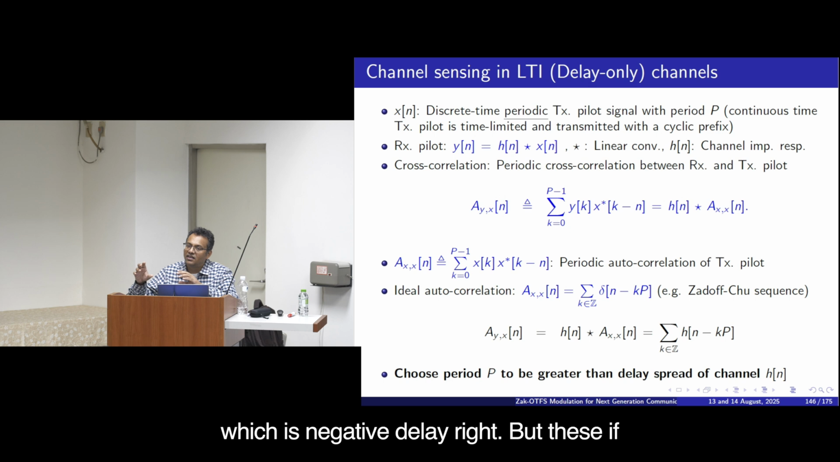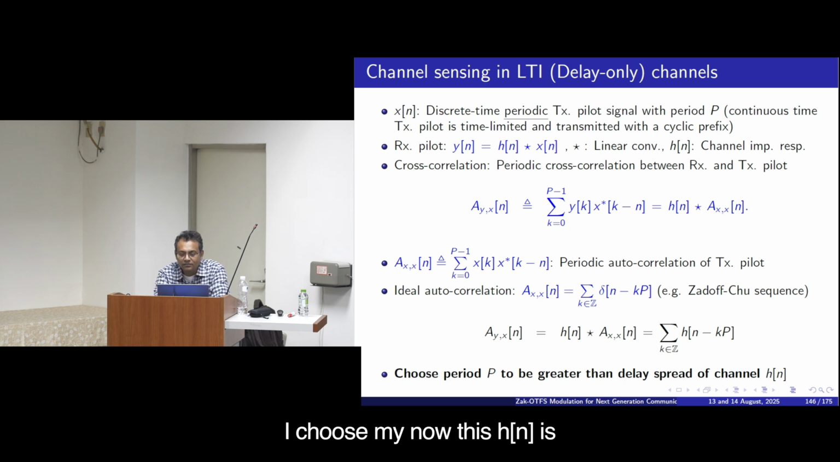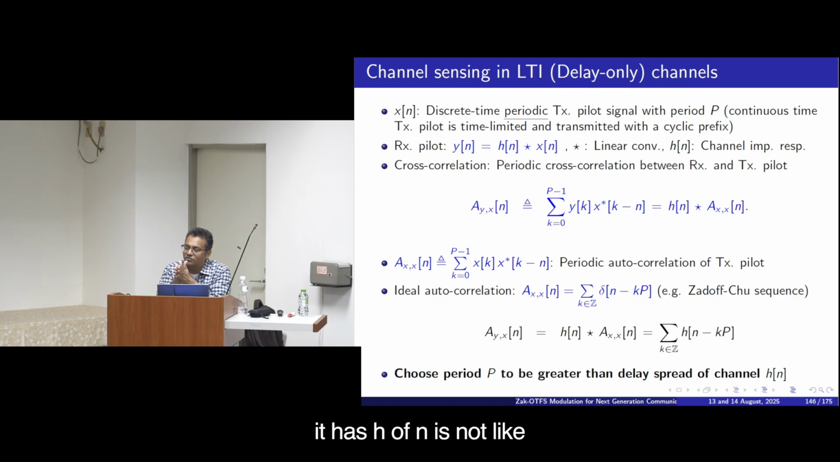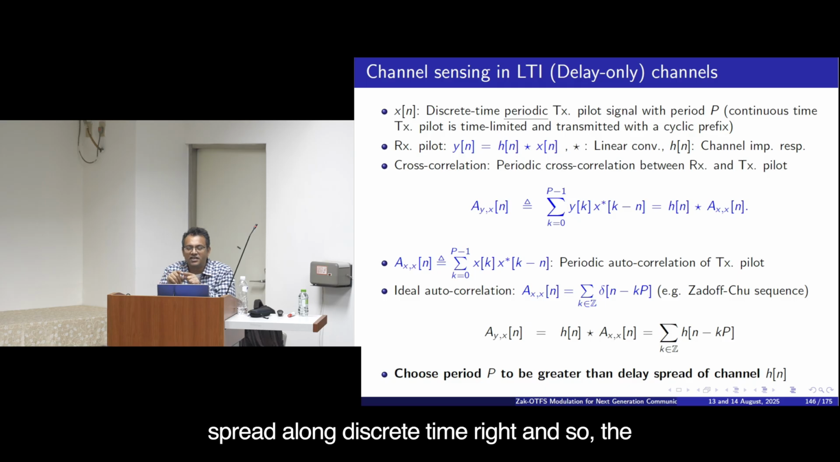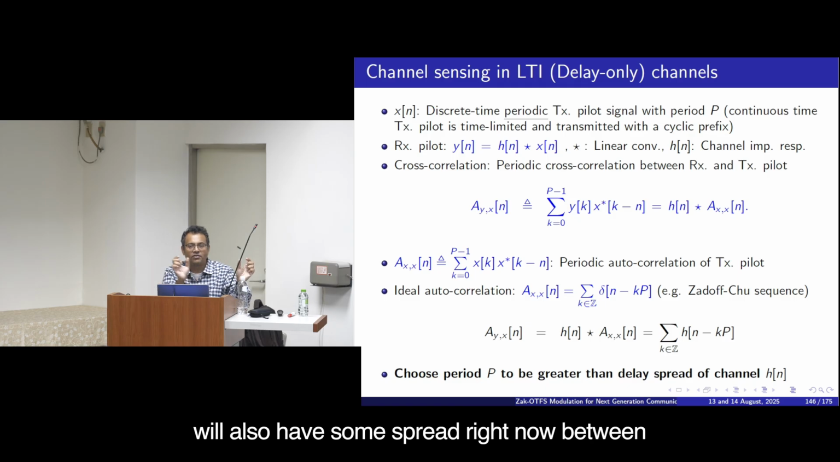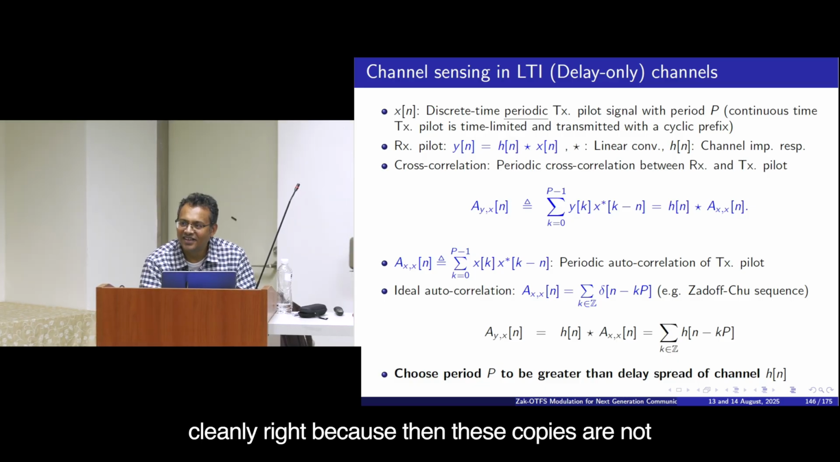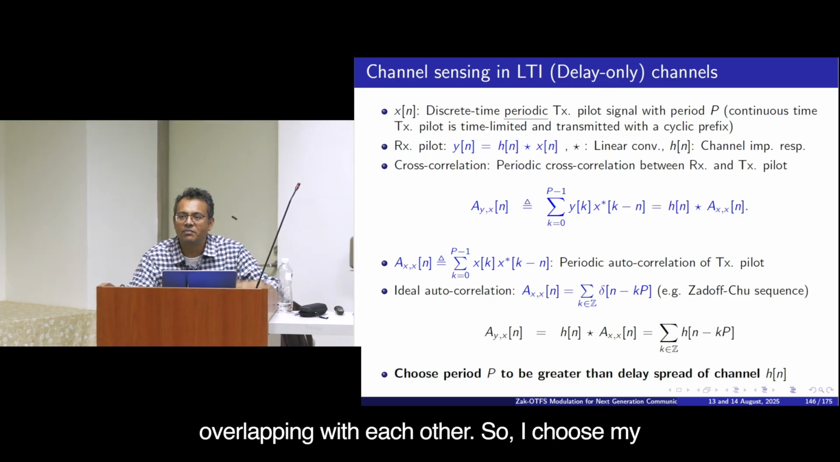Now this H[n] is going to have some delay spread. H[n] is not like a Dirac delta, right. It will have some spread along discrete time, and the same spread will be there for all the copies. Now, between two copies, the distance is capital P. So if capital P is more than the spread of this H[n], then I can estimate my H[n] very cleanly, because these copies are not overlapping with each other.